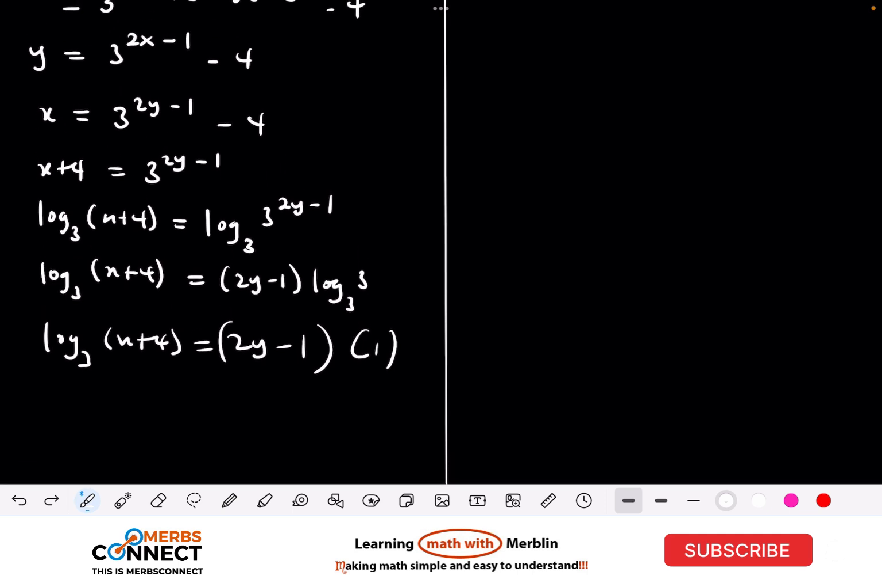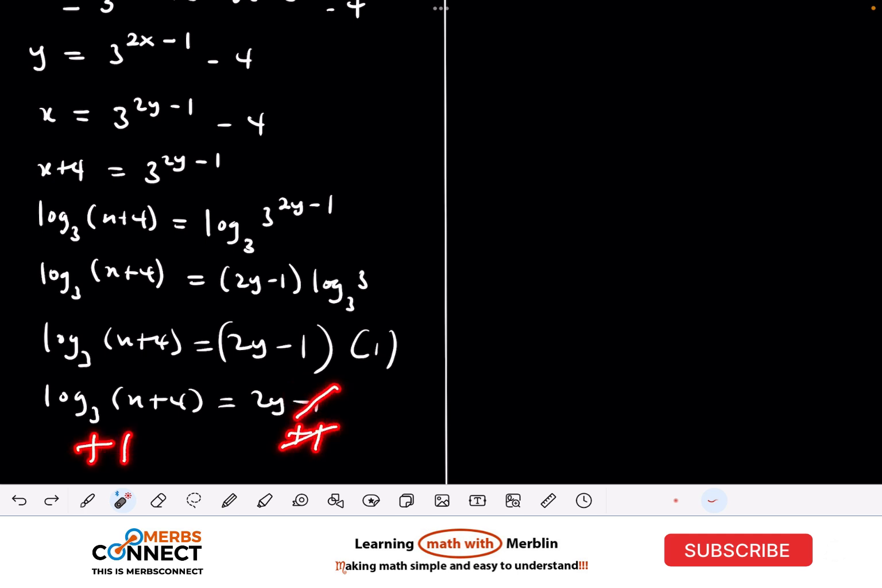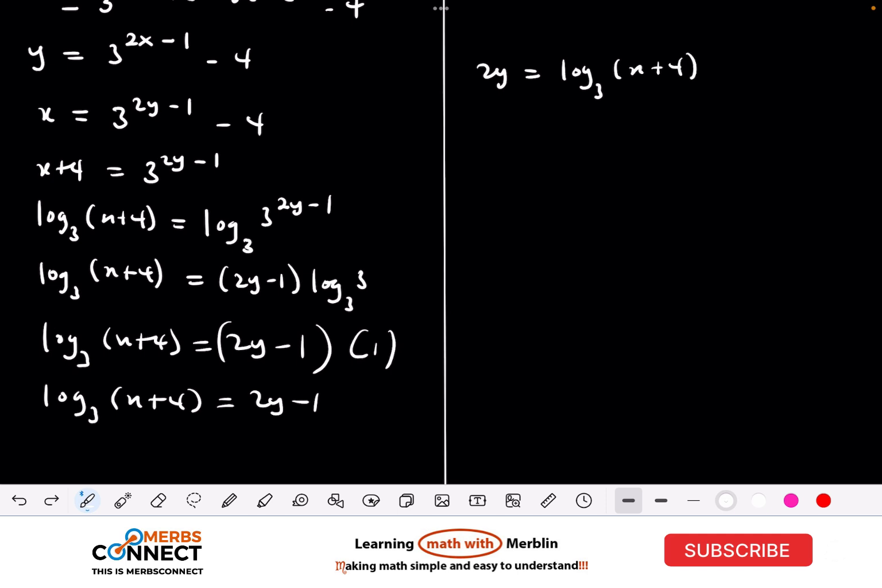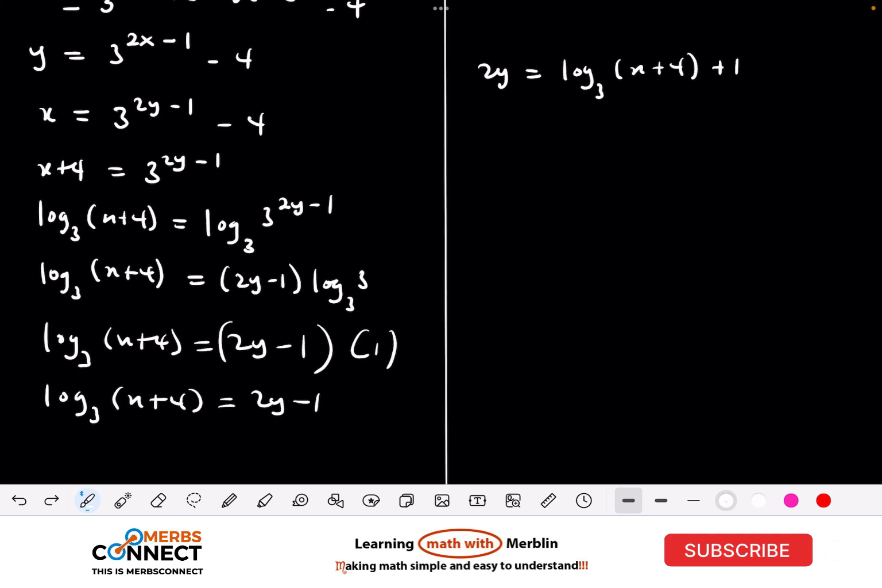So now let's try and simplify. x plus 4 is equal to 2y minus 1, right? Then we need to make y the subject. So we need to move this guy. So we add plus 1 so that this will cancel it and we add plus 1 to this. Or we move the negative 1 to this side, the same thing. So we are going to have 2y equal to log base 3 of x plus 4, then when you move the negative 1, it becomes plus 1.